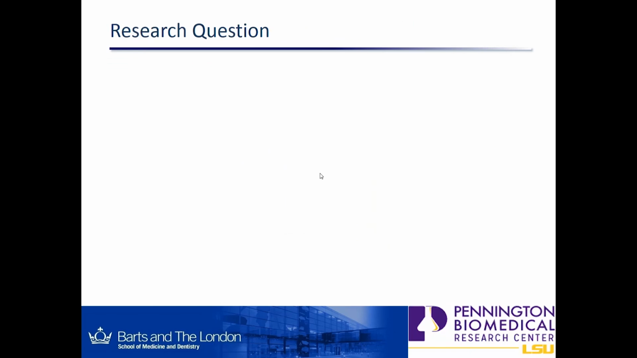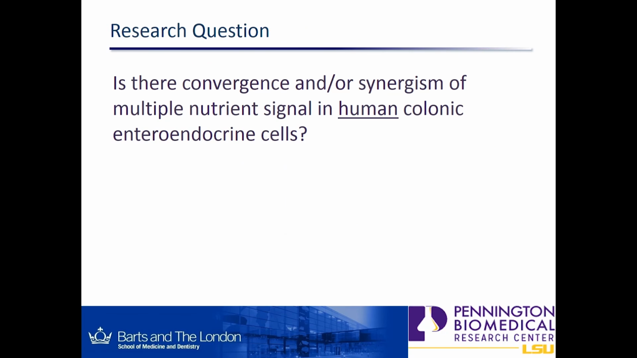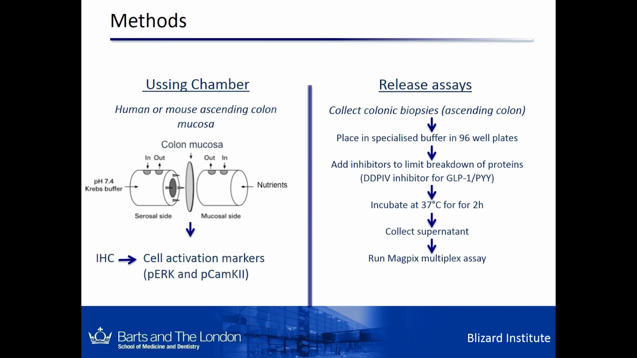So our research question was: is there convergence or synergism of multiple nutrient signals in human colonic enteroendocrine cells? To do this, we use two separate methods. We use a modified Ussing chamber, because we're not looking at permeability. We use it because it allows us to stimulate specifically the mucosal side of the tissue with nutrients, whereas the serosal side is kept nice and happy by perfused Krebs buffer.